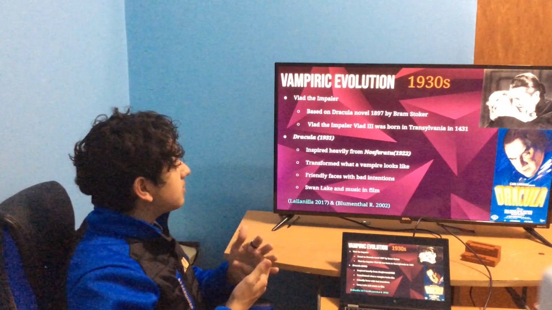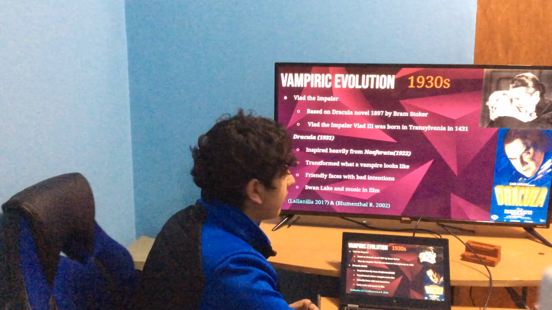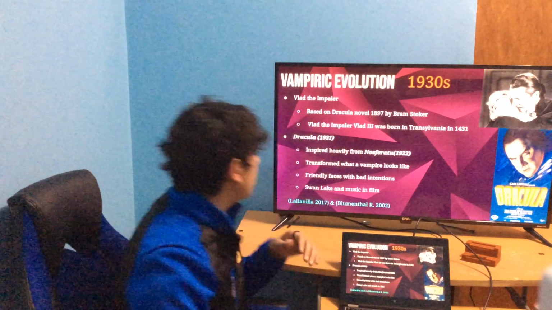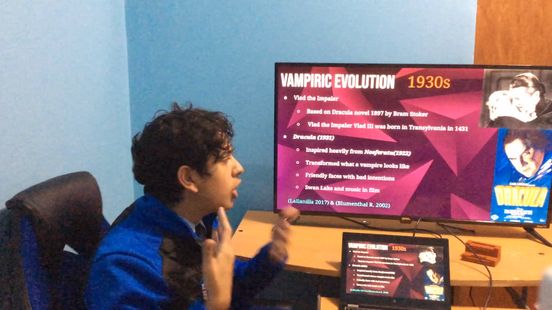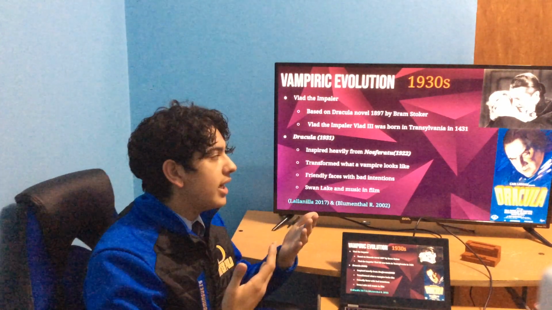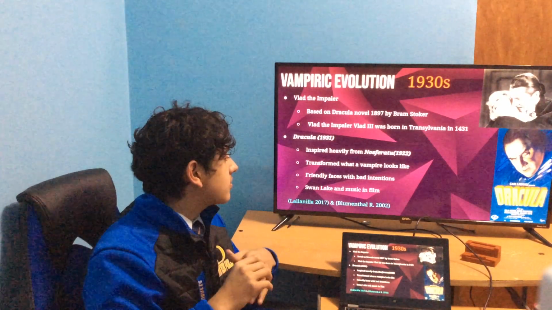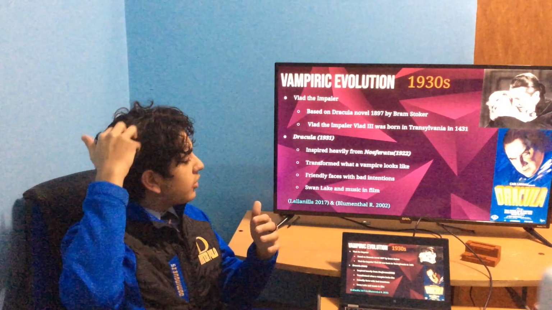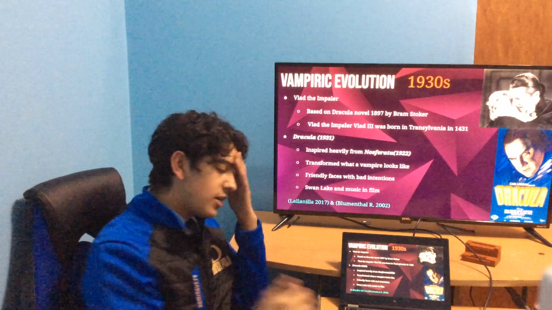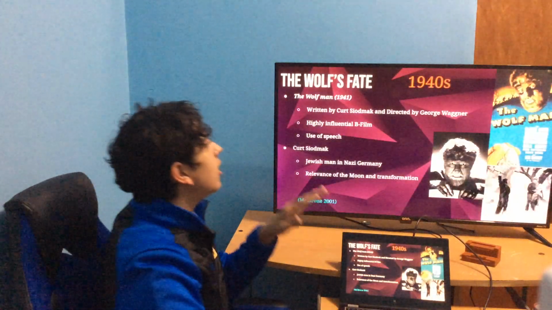It's going to really transform what a vampire should look like, with the slicked back hair, and he's almost going to have a charming persona while he still has really bad intentions. And this is going to be the first movie where there's music included in film, with the inclusion of Swan Lake. A Wolf's Fate.